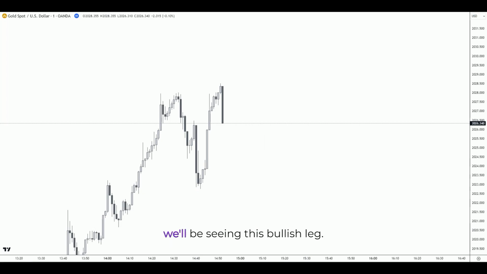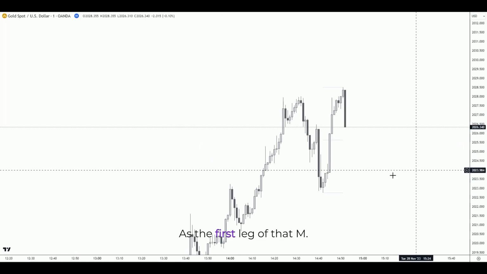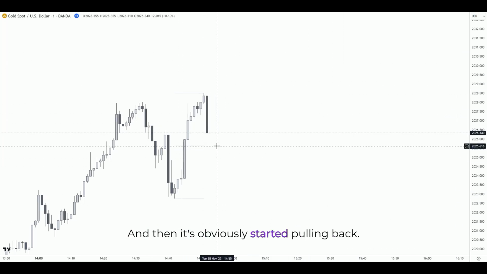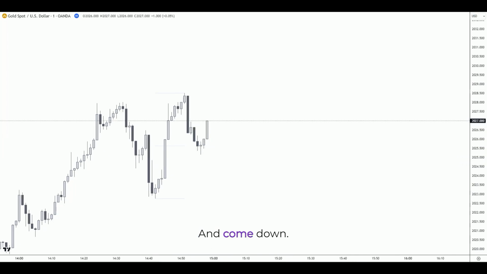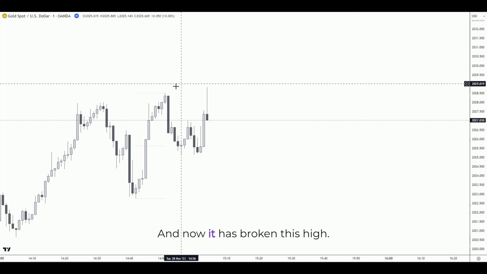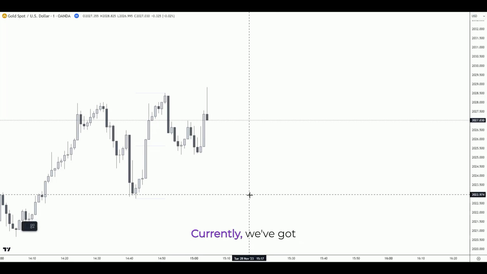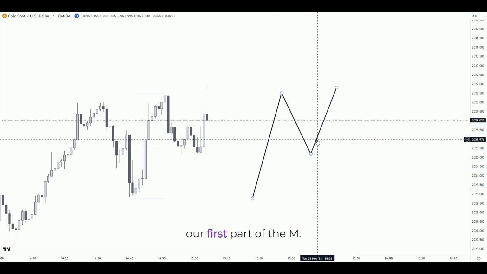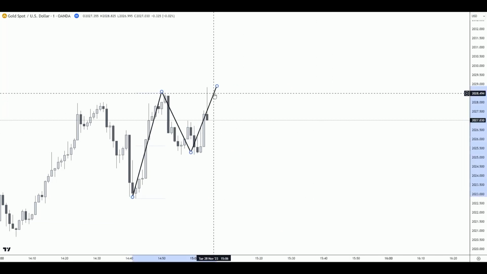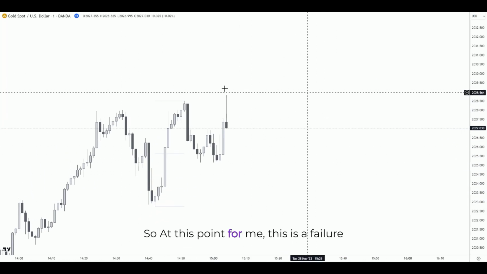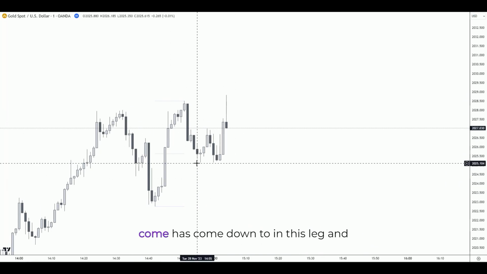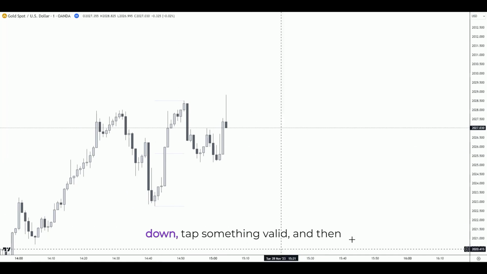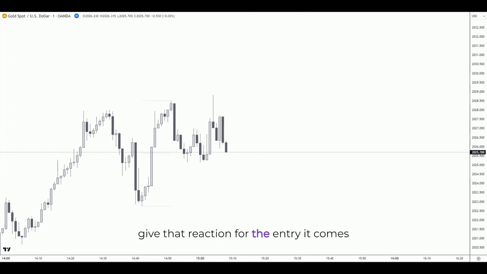Okay, so if we're looking at this, we'll be seeing this bullish leg as the first leg of that M. So if we're looking at the M, this would be the first part of it. And then it's obviously started pulling back and come down. And now it has broken this high. Currently, we've got our first part of the M. Okay, like that. So at this point, for me, this is a failure to mitigate in terms of what this has come down to in this leg, and then continue to push and break the high. There's no mitigation there. So what I'm looking for is for price to come down, tap something valid, and then give that reaction for the entry.